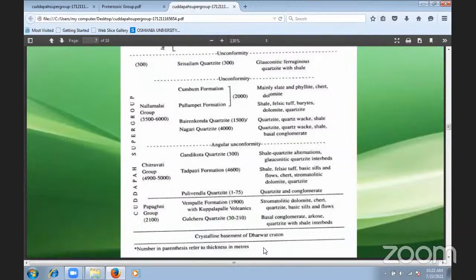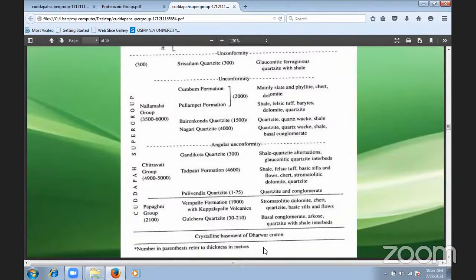And when you come to this, it is the Pullampet formation. The Pullampet formation and the Kumbum formation together have 2,000 meters of thickness: shales, felsic tuff, barites, dolomite, quartzite, and mainly slate and the phyllite chert dolomite formations we have identified in the Kumbum formation.